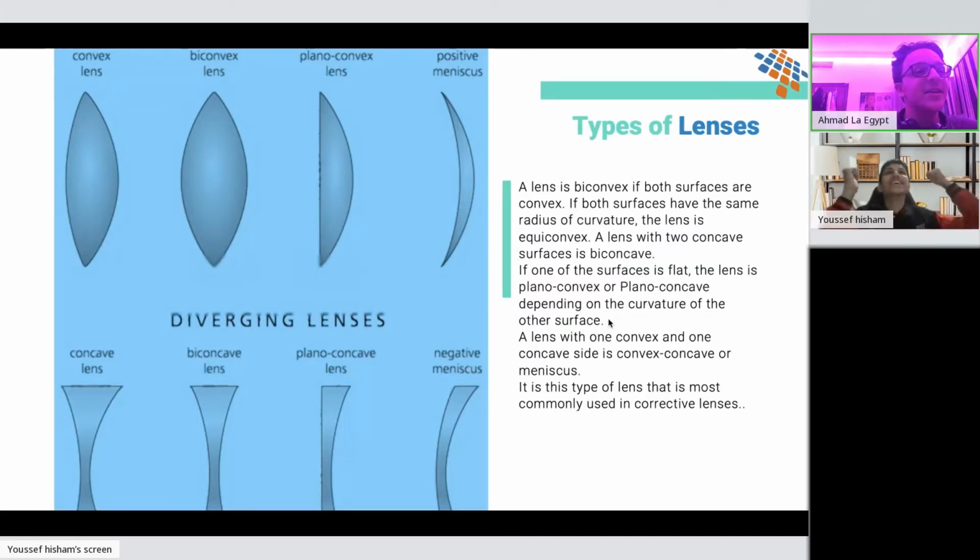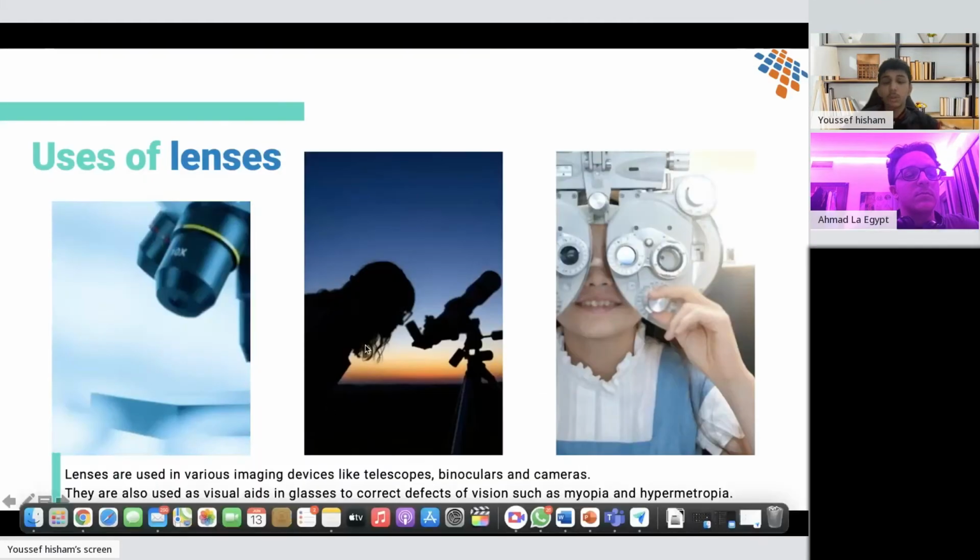As you can see here on the left, we have 8 types of lenses. We have convex lens, biconvex lens, plano-convex lens, positive meniscus, and we have the concave lens, biconcave lens, plano-concave lens, and negative meniscus. And these are the 8 types that we have mentioned here. Really common right now.